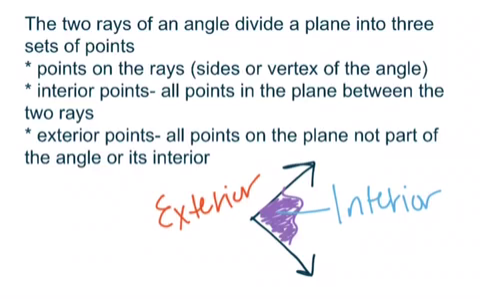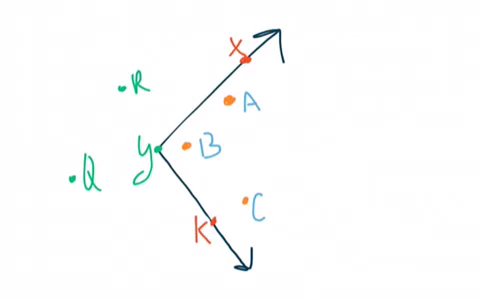The two rays of an angle divide a plane into three sets of points. There are points that are on the rays, like right there on the vertex, which is the middle point where the two rays meet. Then there are the interior points that are on the inside of the angle, not actually on the angle but on the inside, which would be this section right here. Then there's the exterior, which would be behind, points that are not a part of the angle or its interior.